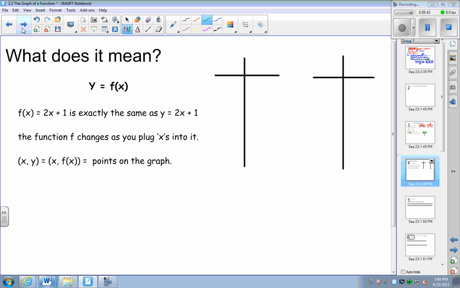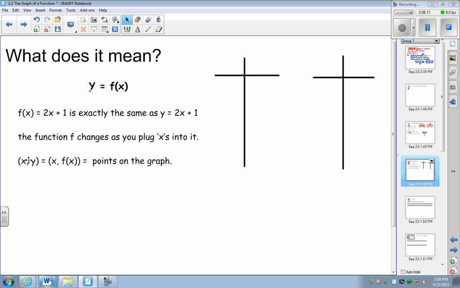Remember the notation, y's and f of x's are really interchangeable. So as you can see here, if I say f of x equals 2x plus 1, it's the exact same thing as just saying y equals 2x plus 1. Everybody's comfortable with this. You'd start at 1, up 2, over 1. Notation, all it did was change to an f of x. Okay? The function changes as you plug x's into it.